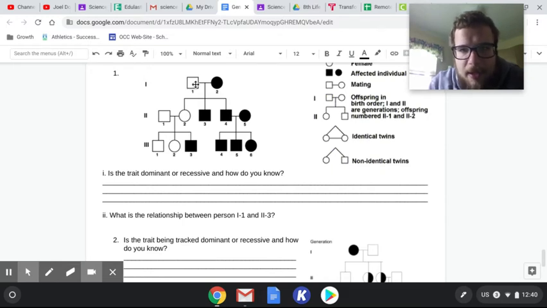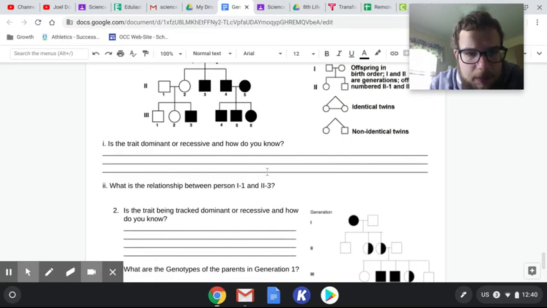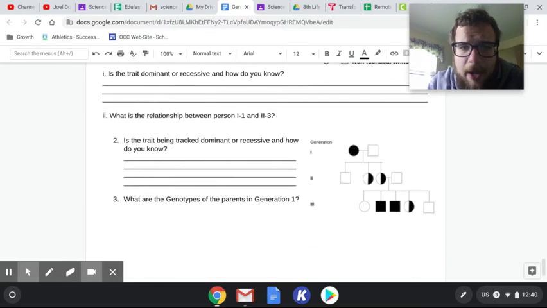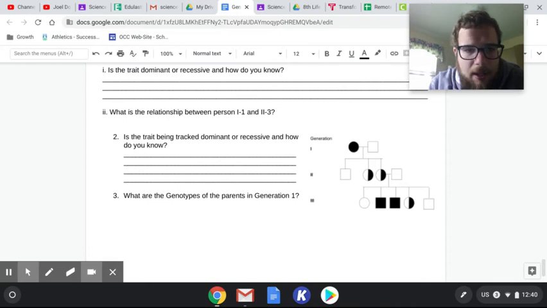So 1-1 is a male, and 2-3 is also a male, and it looks like 2-3 came from 1-1, so this is dad, and then that is going to be son right there. Okay, so that would be a father and son relationship. Is the trait being tracked down? Oh, we're in a separate one here. Sorry. Number 2, is the trait being tracked dominant or recessive? And how do you know?